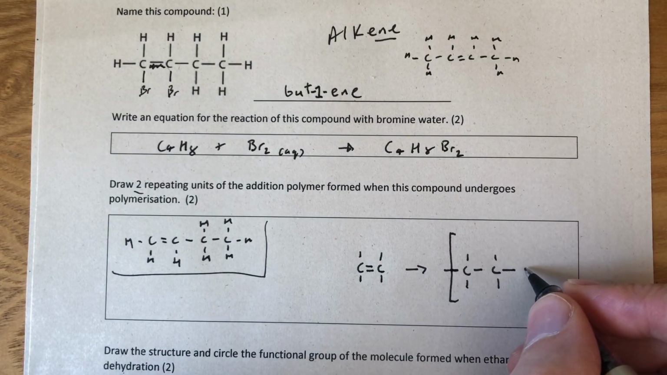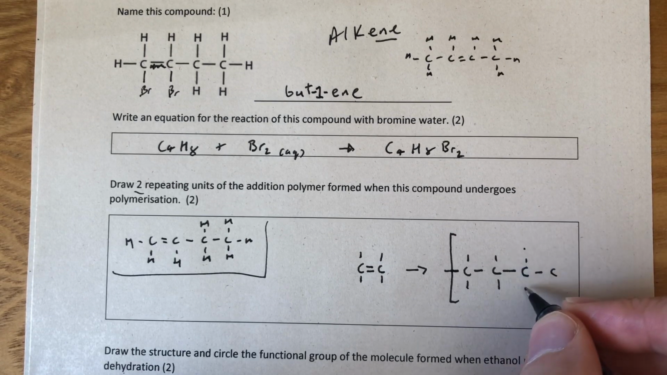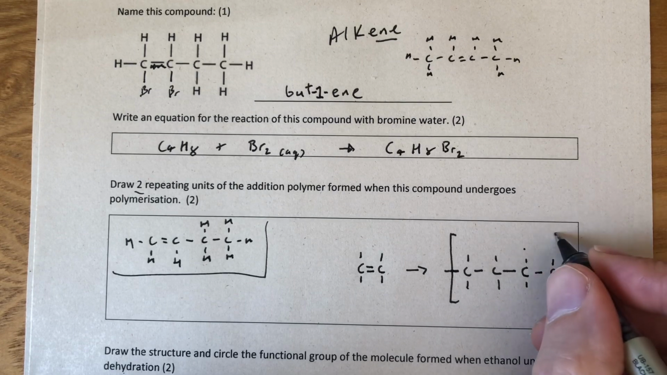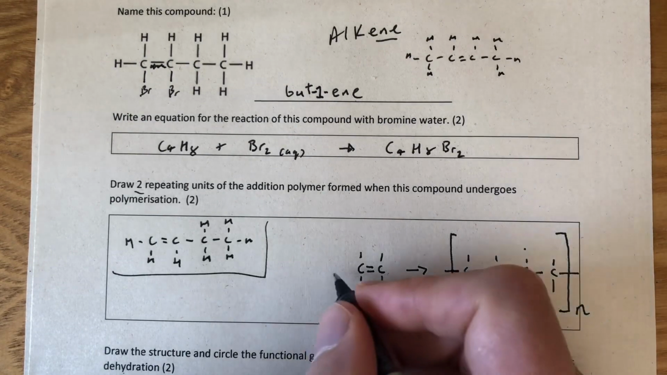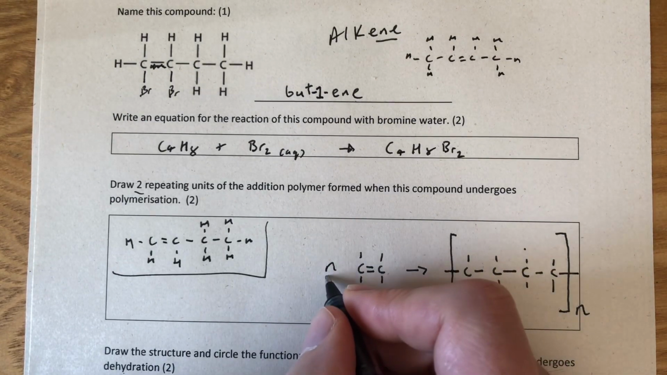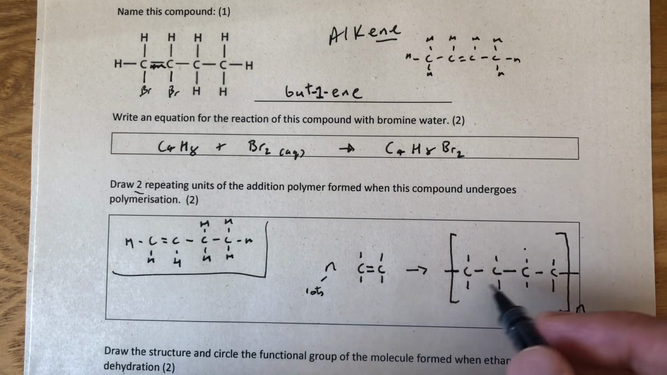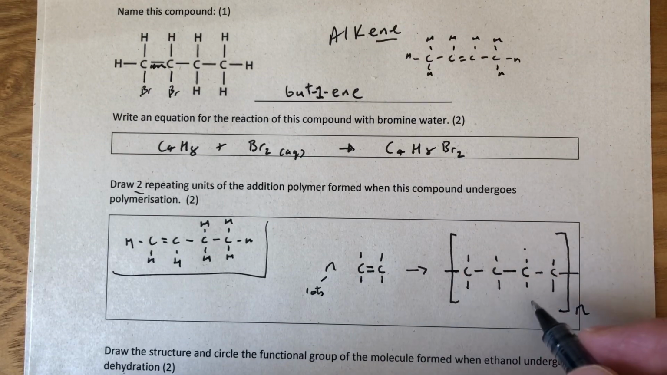So another 2 carbons over here. Let's put the bonds above and below them. And now we're going to put the bracket through that bond there, and we're going to put n outside. The n means lots, and we put an n there because we need lots of these monomers. That n there means lots, so it means lots there as well. Okay, so that's the general form for addition polymerisation showing 2 repeating units.